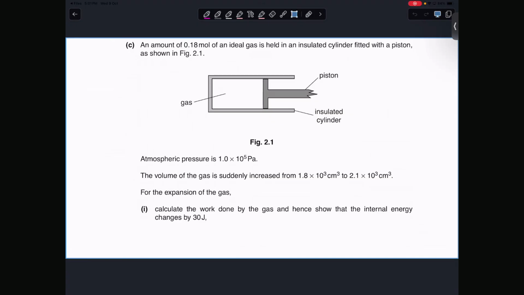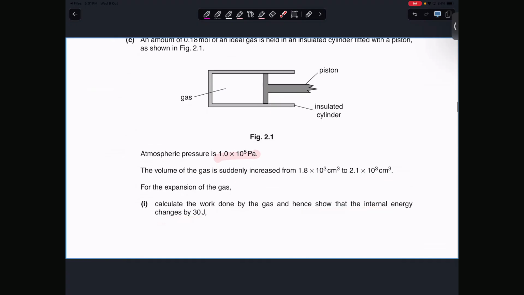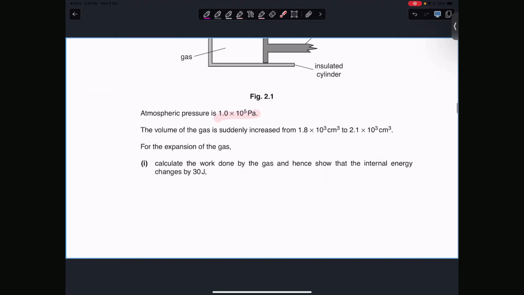cylinder fitted with a piston as shown in figure 2.1. Atmospheric pressure, the pressure on the outside, is 1 into 10 to the power 5. The volume of gas suddenly increases from this to that. For this expansion, calculate the work done by the gas and hence show that the internal energy changes by 30 joules. So what was the formula for work done? Yeah, pressure into change in volume.